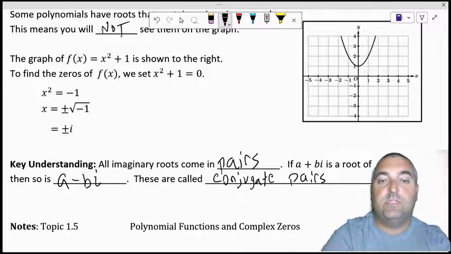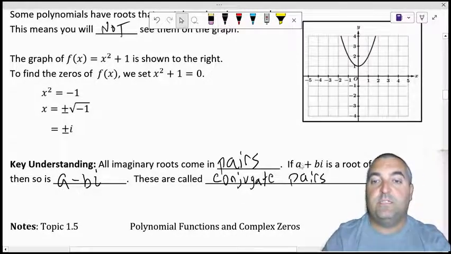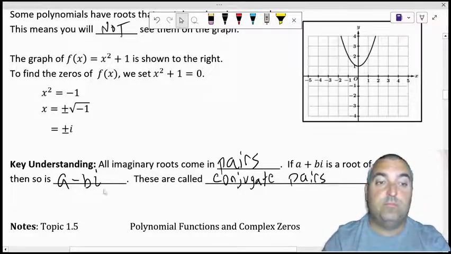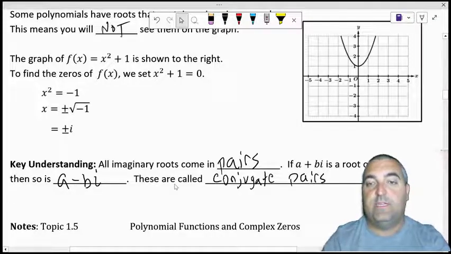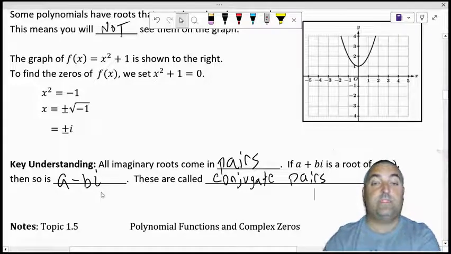Conjugate is when we switch the sign, so it was a plus, now it becomes a minus, but everything else stays the same. So if a was -1, a is still -1. B was 1, b is still 1, but now we're subtracting it, so that sign does change. But yes, they always come in these conjugate pairs.